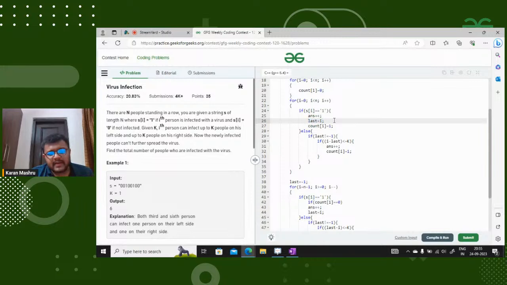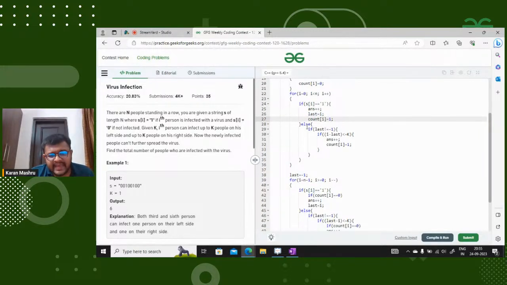Now last will become I, and make count of I as 1. Else, if the person is not 1, I'll check whether last is not equal to -1. Now what does last represent? Last represents the last encountered infected person. If it is equal to -1, it means we have not encountered anyone infected till now.